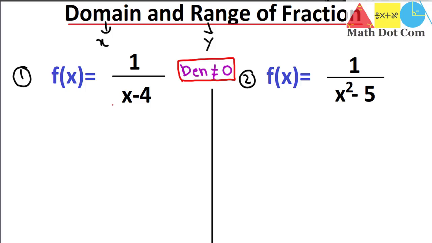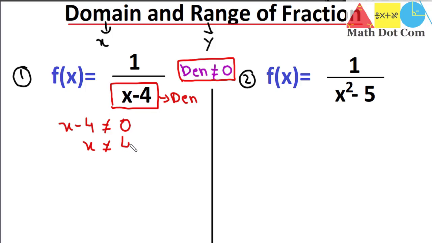Here we have the denominator x minus 4. So I have to set it not equal to 0. So x minus 4 should not be equal to 0, and if I move the 4 to the other side, x should not be equal to 4. It means we can take any value of x except 4, because if we put x equal to 4, it will make the given function undefined.